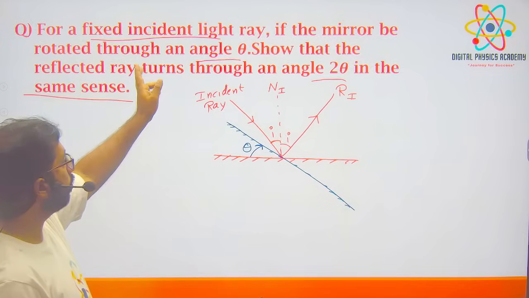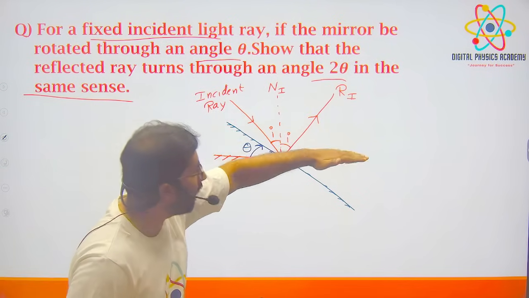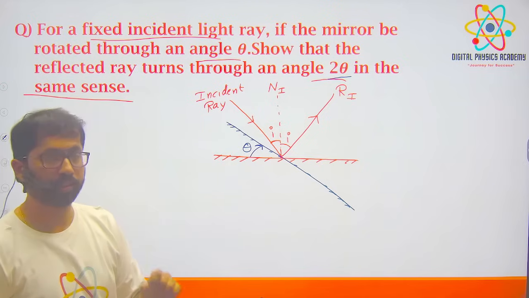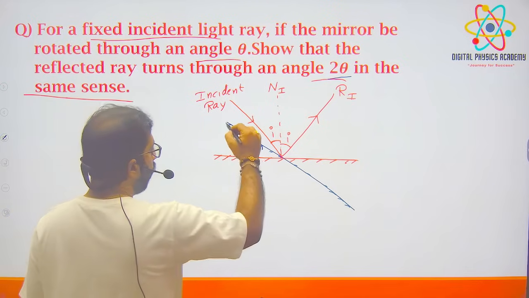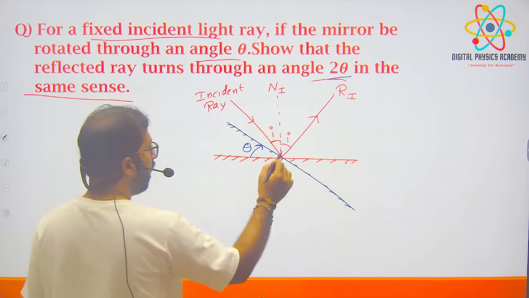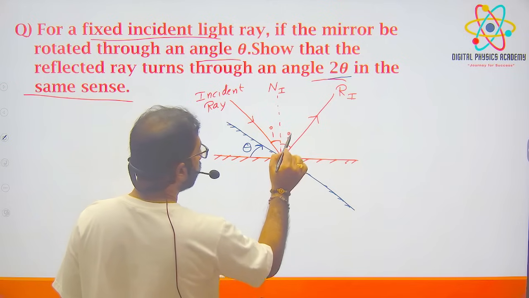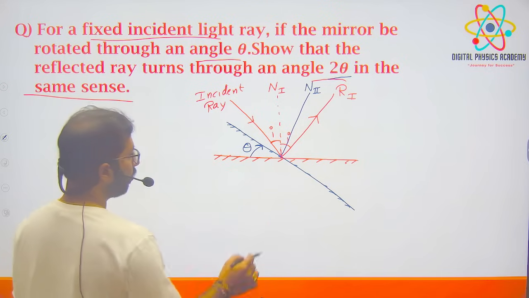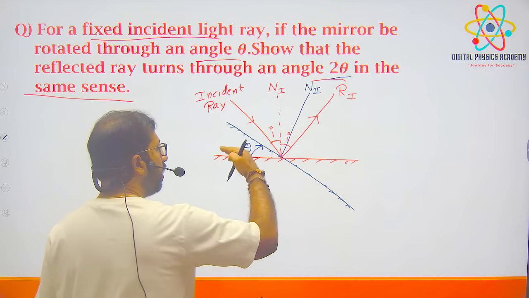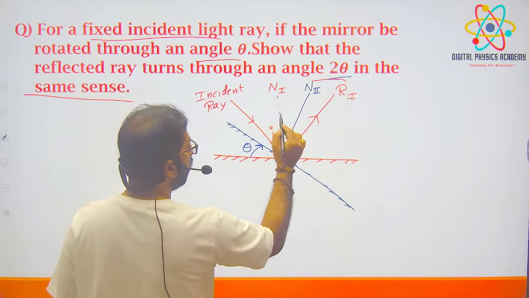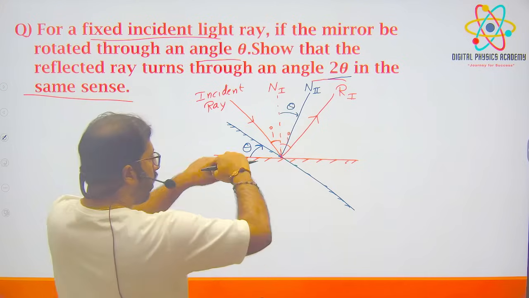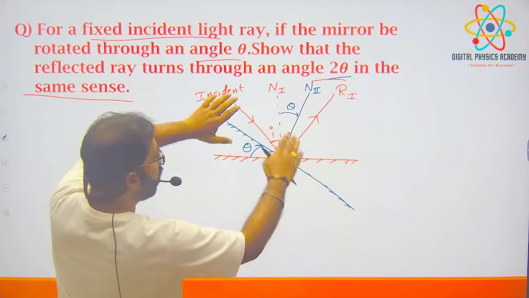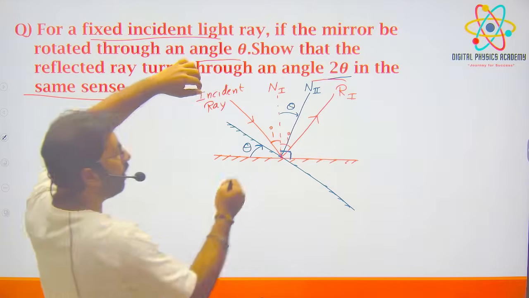Okay. He is telling us to prove the reflected ray will rotate by an angle 2 theta in the same sense. In the clockwise sense only it will rotate. That you have to understand. See, for this mirror I will draw a normal, which is the perpendicular. I call this the normal of the second case. Now if I rotate the mirror by theta, the normal will shift by theta only. Before, the normal was the perpendicular, but when I rotated by angle theta, the normal also shifts by theta.